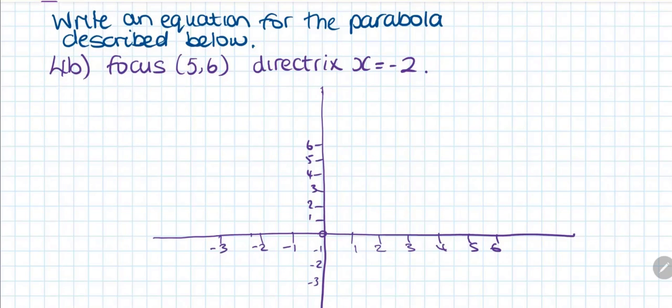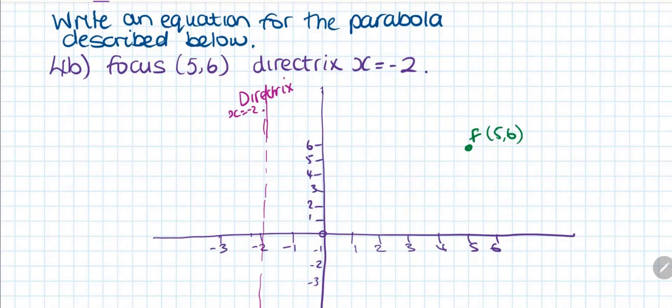So the focus we know is at (5, 6). So this is going to be at (5, 6). This is the focus. And the directrix we're told is that x is equal to -2. That's this line here. So this is our directrix at x equals -2.